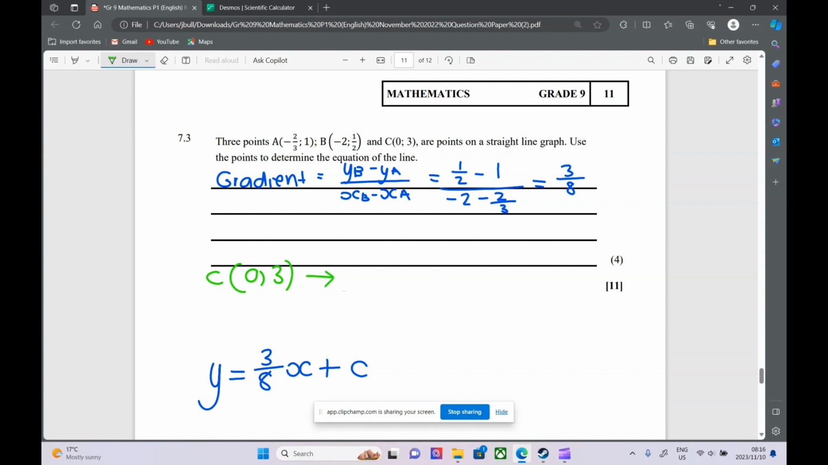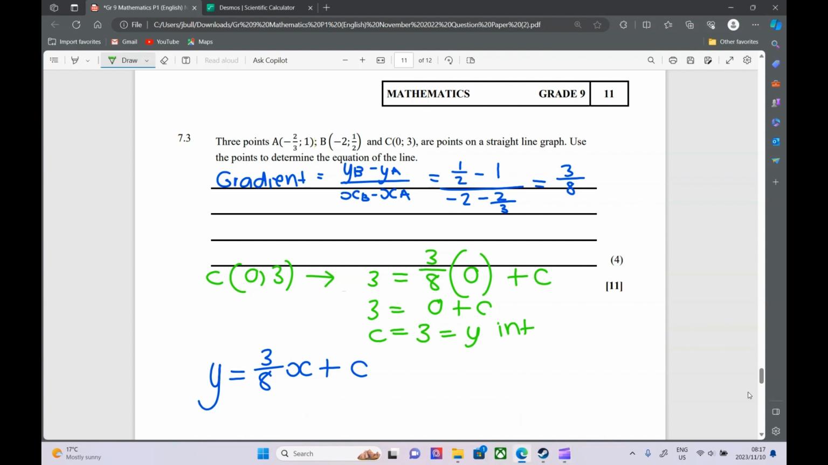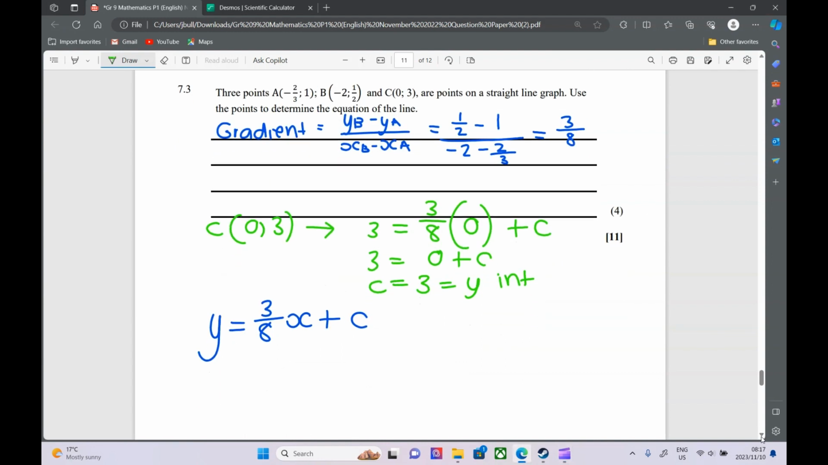So, y is 3, 3 over 8, x is 0, plus our constant. So then we've got 3 is equal to 3 over 8 times 0 is 0, plus c. And so our constant c is 3. Okay, so this constant, that is actually our y-intercept. And that's what we need to complete this equation. So whenever we have the equation of a graph, we've always got our gradient, which we worked out, and then our constant.